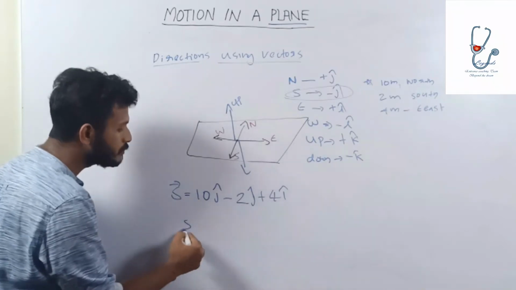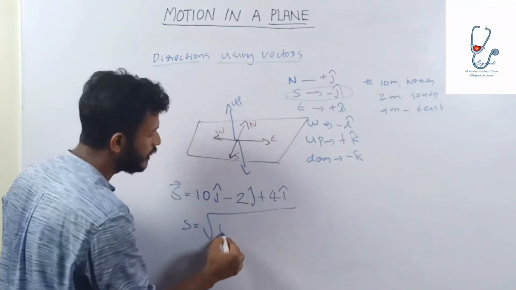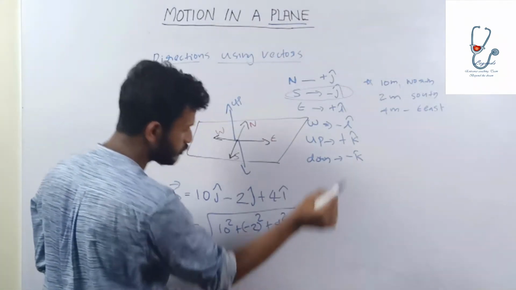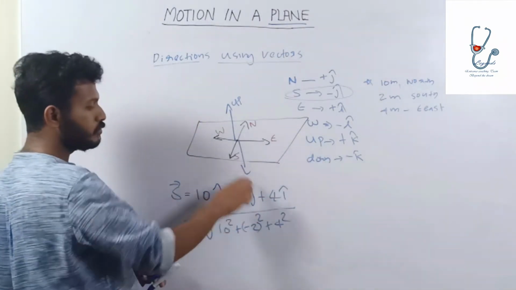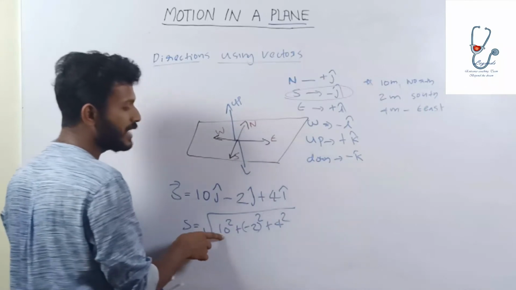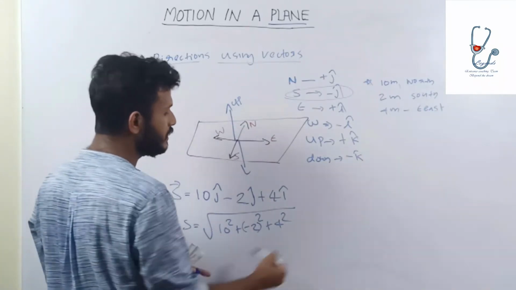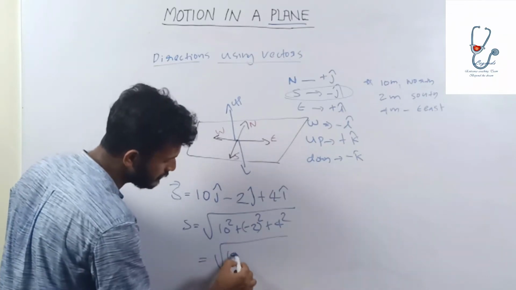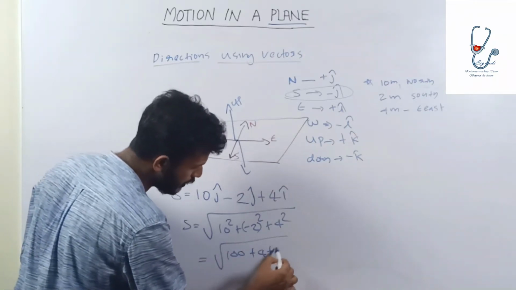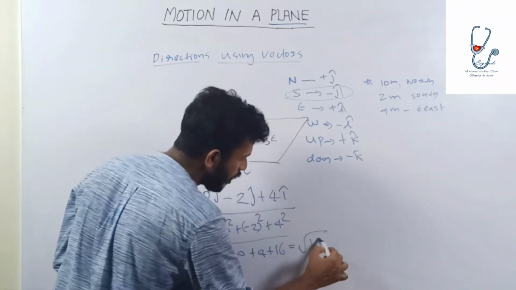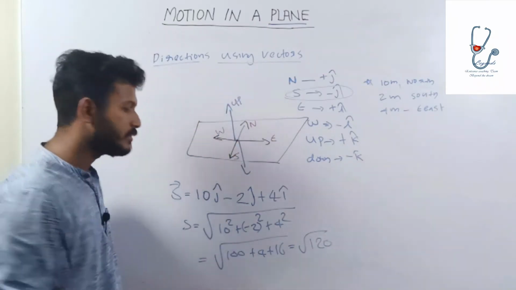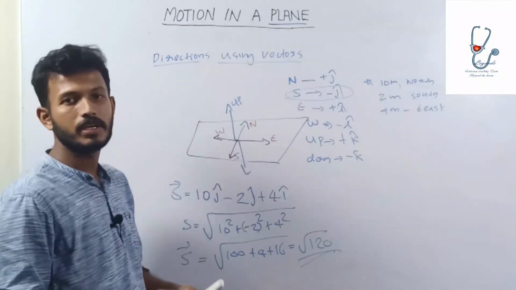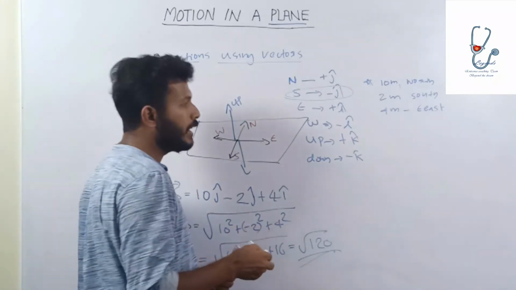How can we find the displacement? It is root of 10 square plus minus 2 square plus 4 square. Minus 2 square is 4, 10 square is 100, 4 square is 16. Root of 100 plus 4 plus 16, that is root 120 is the answer. Root 120 is his displacement. Clear? Another question.